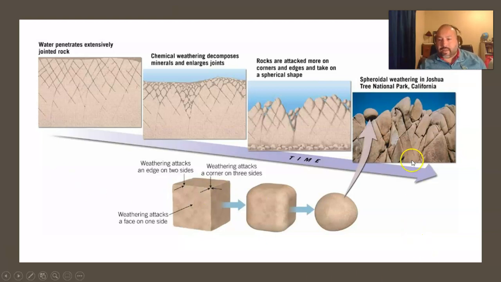And this is an example from Joshua Tree National Park. Now, this is also happening over a long period of time, so once again, thousands and millions of years sort of a thing. So time is super important, but you can go from what looks solid to pieces of things that look solid.